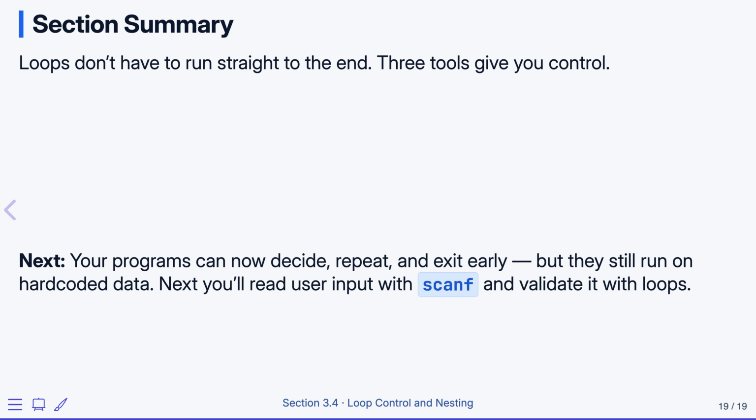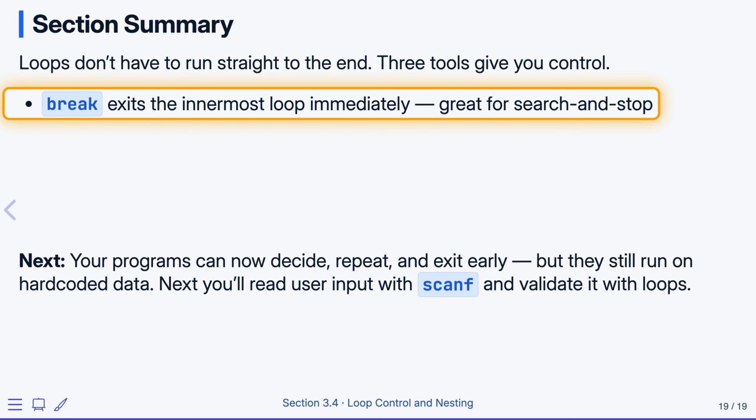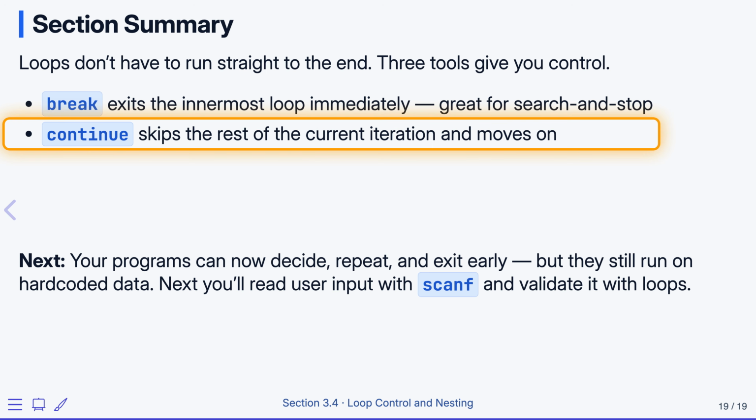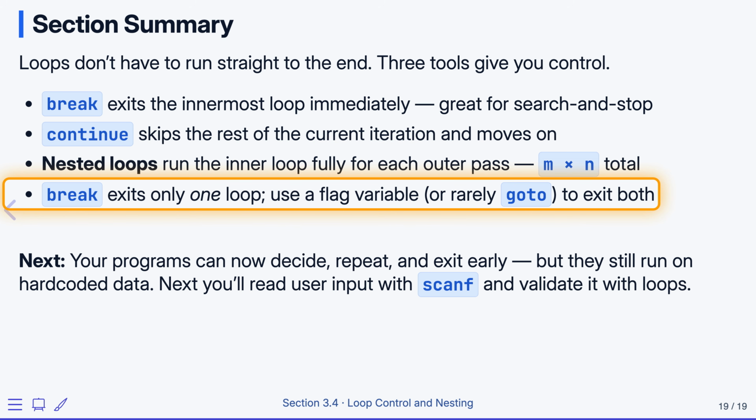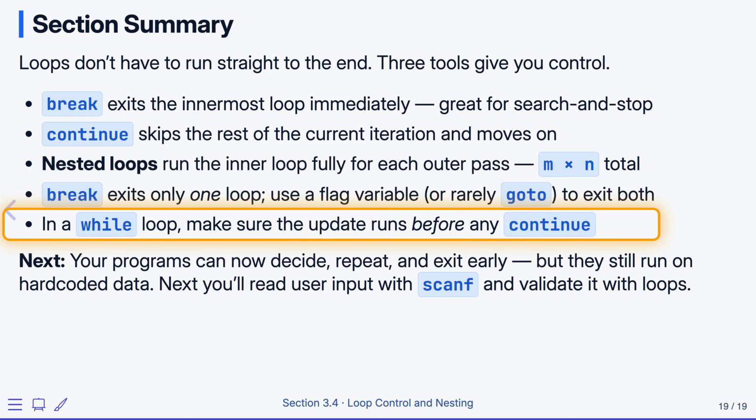Let's recap. Loops do not have to run all the way to the end. You now have 3 tools for control. Break exits the innermost loop right away. That is perfect for stopping a search once you find a match. Continue skips the rest of the current pass and moves to the next one. That is great for filtering out items. Nested loops run the inner loop fully for each pass of the outer loop, giving you m times n passes in total for tables and patterns. Remember, break exits only one loop. To exit both, use a flag variable or in rare cases goto. And in a while loop, always make sure the update runs before any continue, or your program will hang.